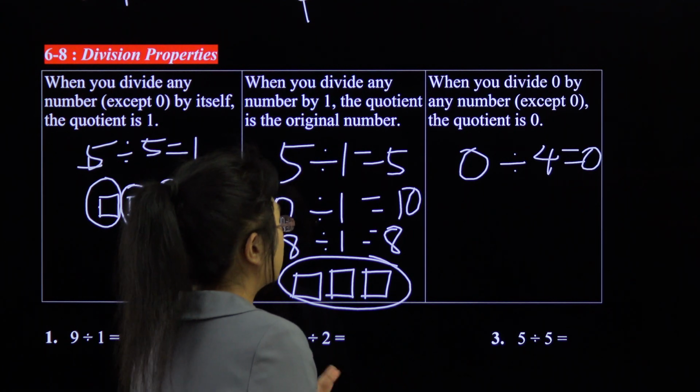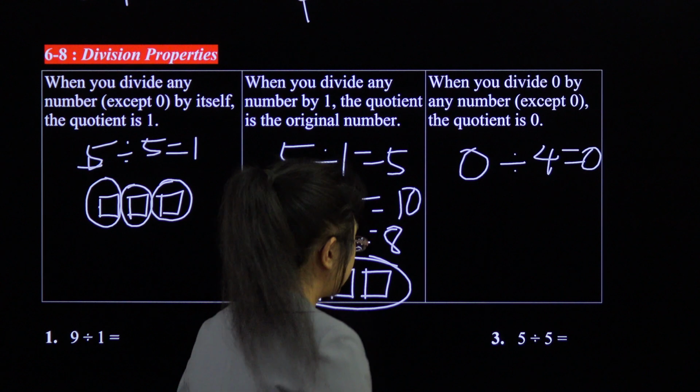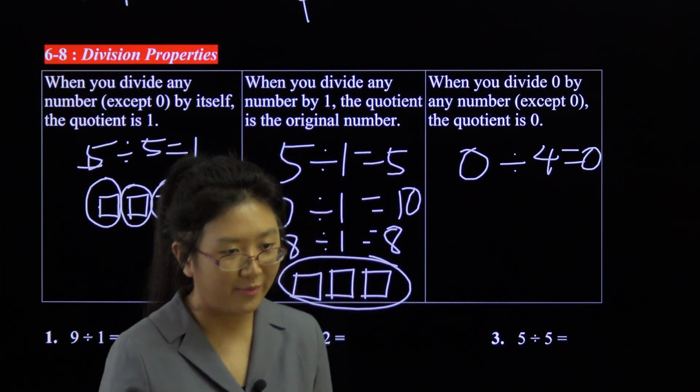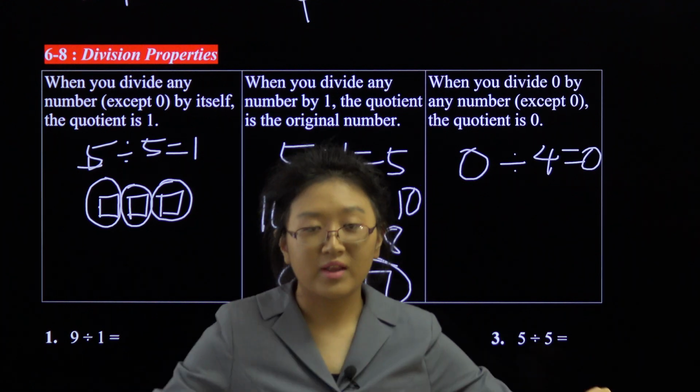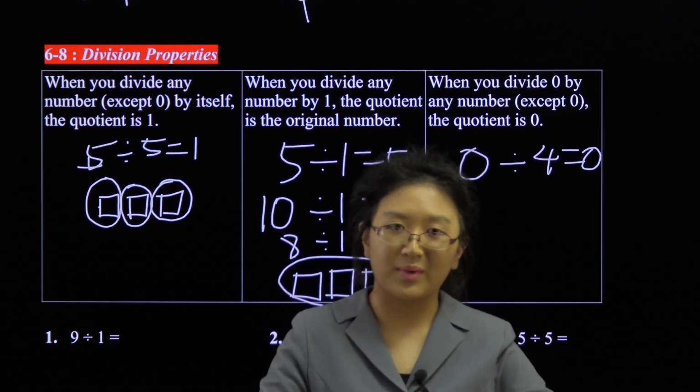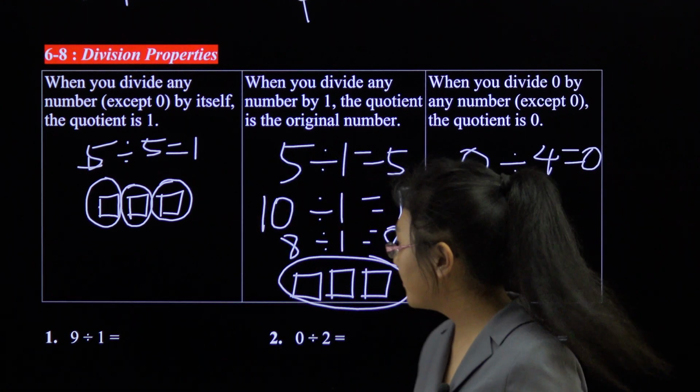These are the 3 big rules. Now you may be wondering, what about something divided by 0? Yeah, you don't learn that. That is not done. Well, you don't learn that until higher grades, but that is not done. Okay?